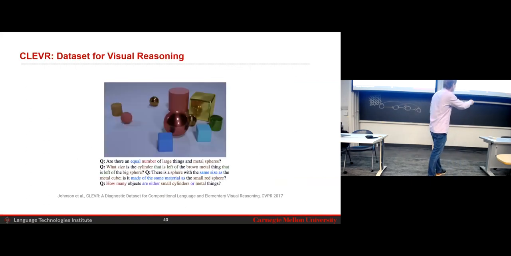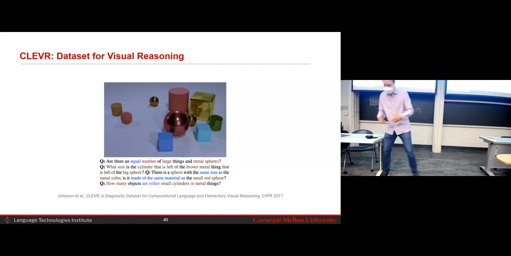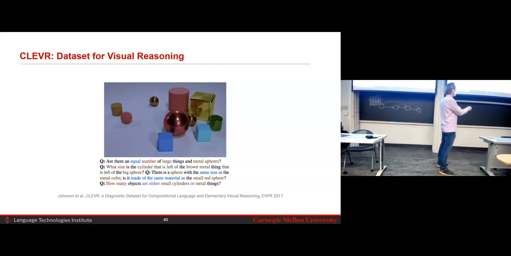I give you a question like this. You could probably transform this question into what are the subparts I need to solve first? Oh, I need to find all the middle spheres. Okay, I need to find all the large ones. I need to find the number of each of them. And then I need to find out if they equal to each other. But each task is really simple. It's just a combination of those tasks that's important.